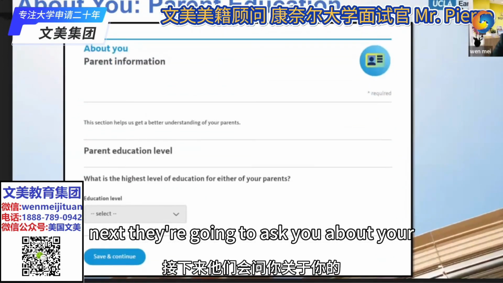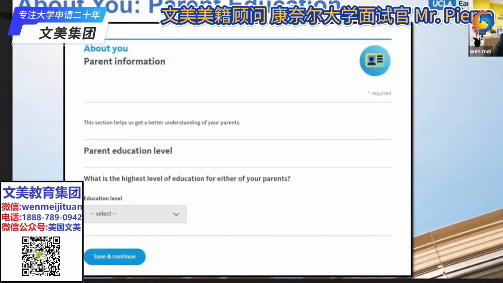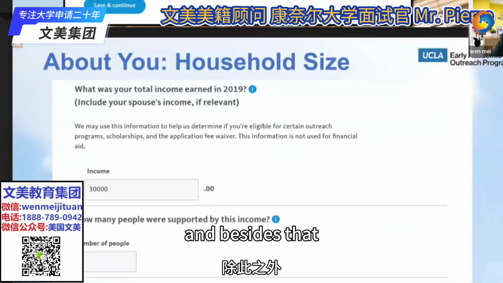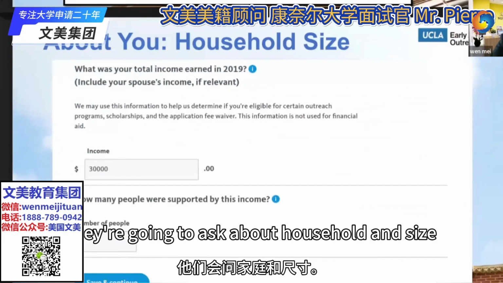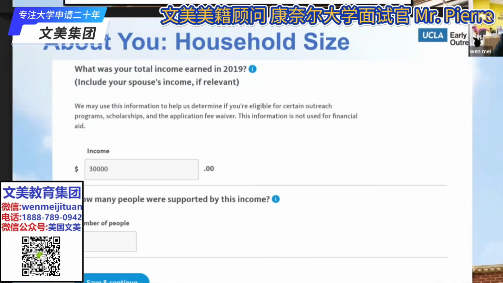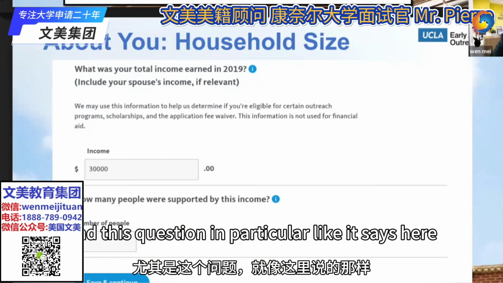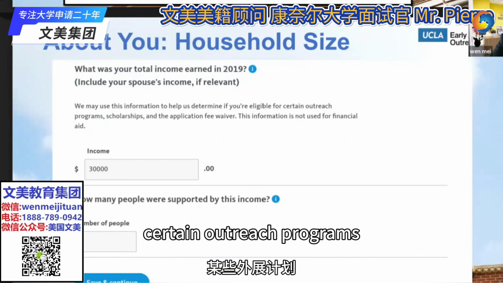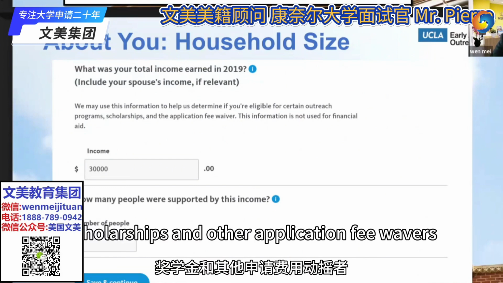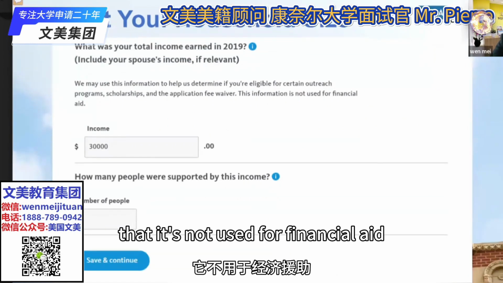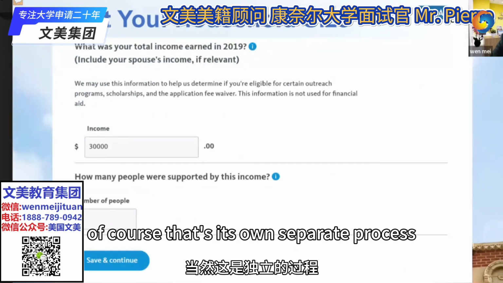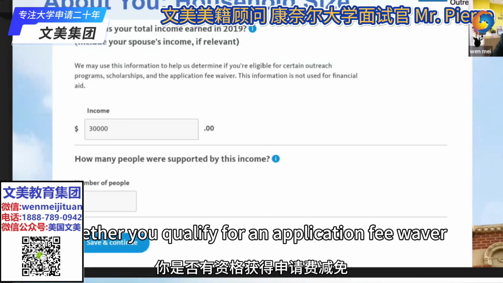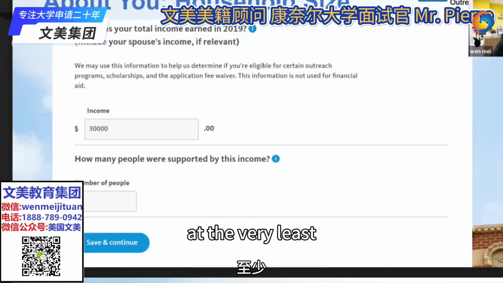Next, they're going to ask you about your parents' education. So this is to just create your profile. And besides that, they're going to ask about household size and household income and things like that. And this question in particular, like it says here, we may use this information to help us determine if you're eligible for certain outreach programs, scholarships, and other application fee waivers. It's not used for financial aid. Of course, that's its own separate process. But this question will be relevant to whether you qualify for an application fee waiver at the very least.